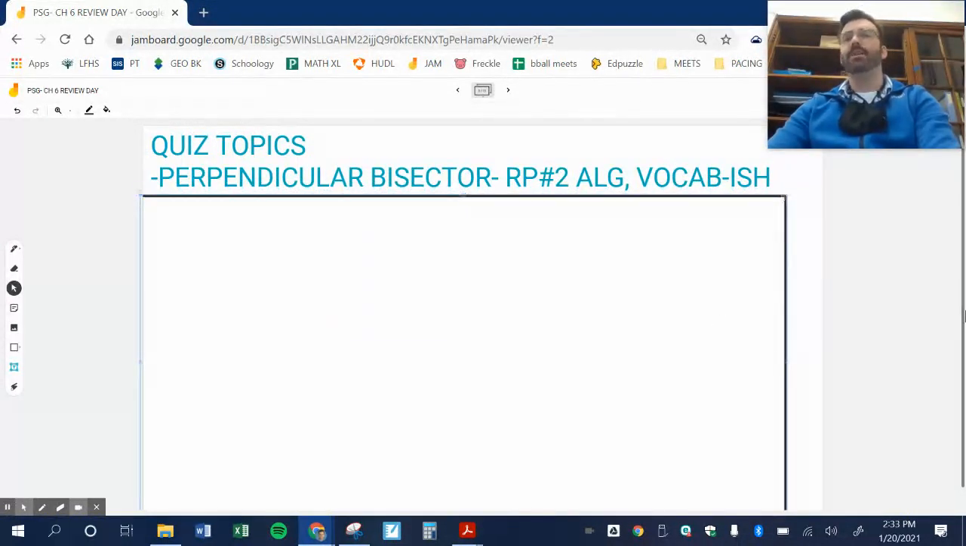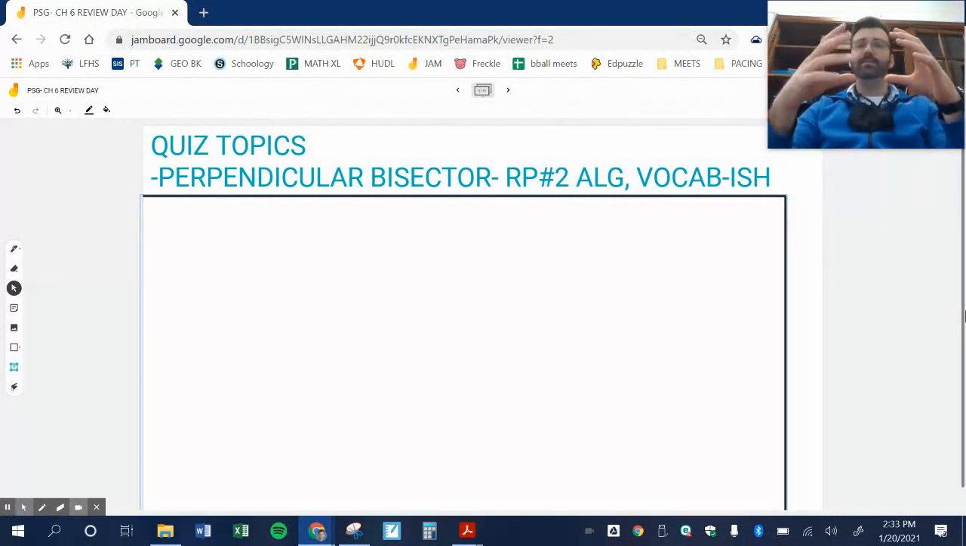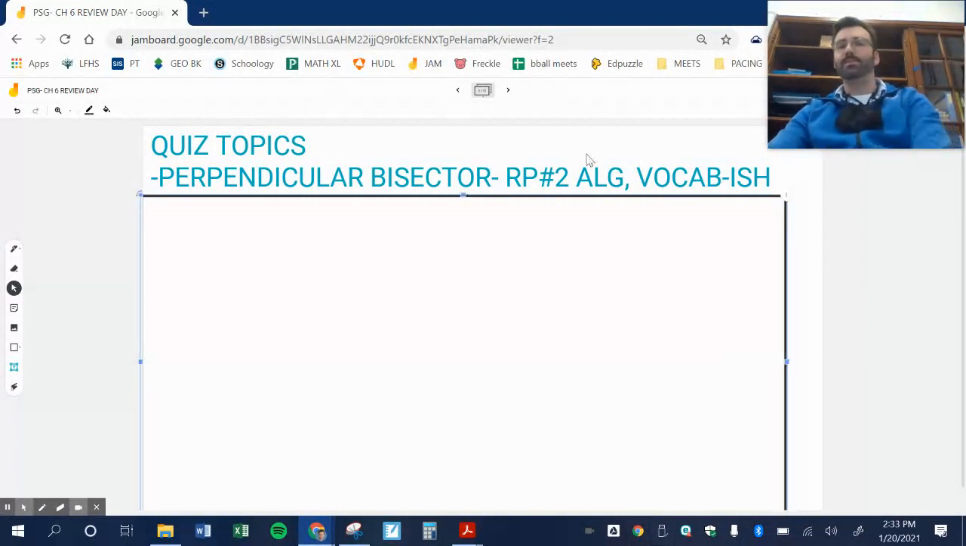First big topic we're going to talk about is perpendicular bisector. The perpendicular bisector will be on there. It's like review packet number 2 with the picture of the cat on it. There's going to be a problem like that. Maybe not factoring, but similar to that. That's what the ALG means. ALG means algebra. So there's going to be an algebra type problem similar to that.